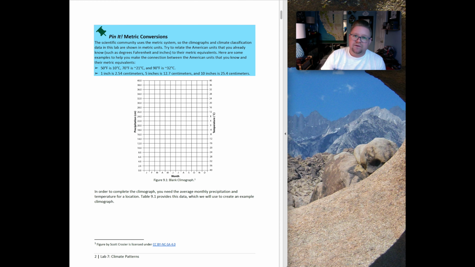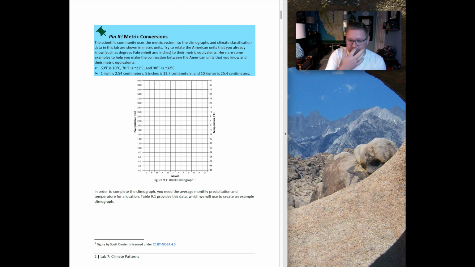So the scientific community uses the metric system, so climate graphs and climate classification data in this lab are going to be shown using the metric system. To just kind of put in perspective, 50 degrees Fahrenheit is about 10 degrees Celsius. To just kind of put those values in order. So Fahrenheit is what we're obviously most accustomed to in the US, but in the scientific community, we use Celsius, centimeters, meters, and so on and so forth.